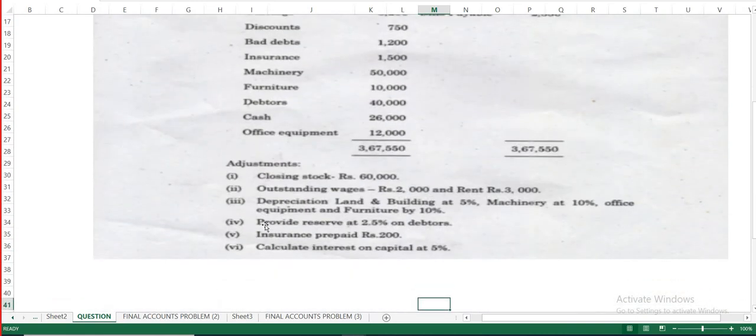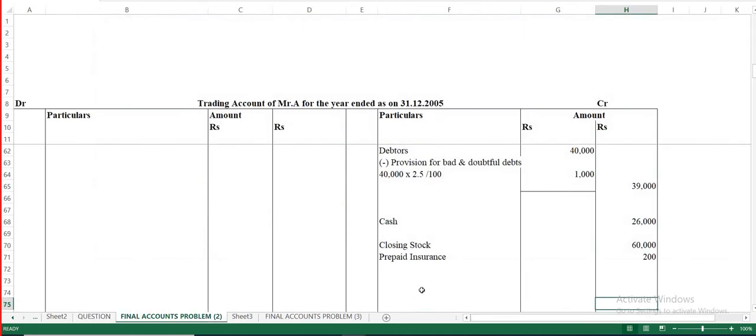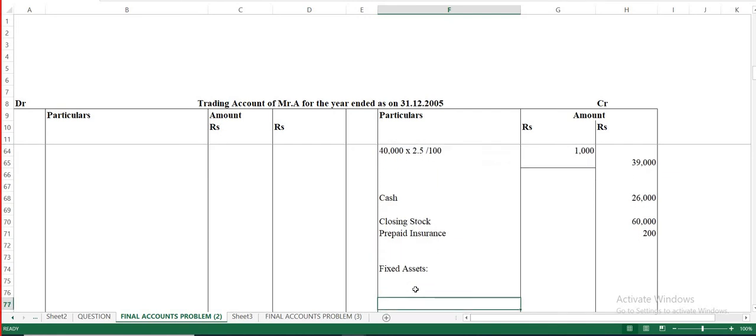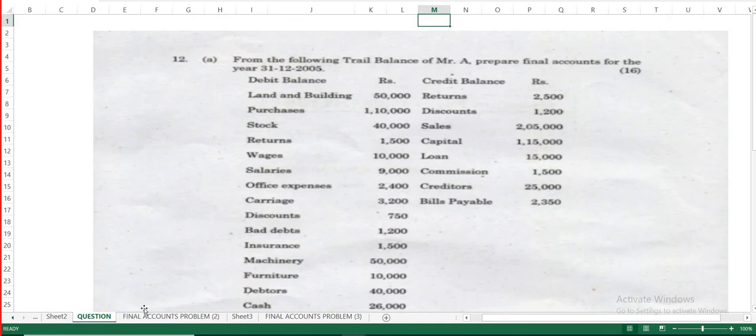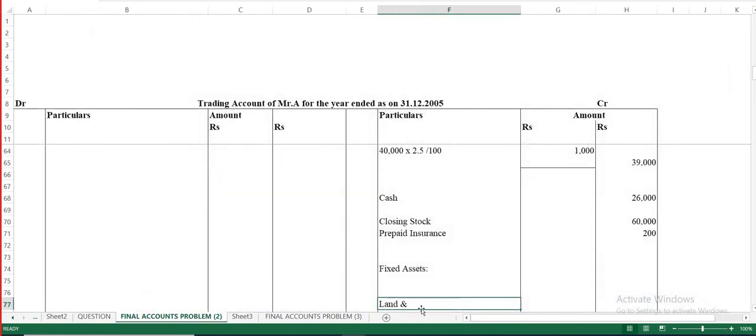Okay, so we can move on to the fixed assets. So better to mention under what you are going to list down these items. Fixed assets means you just mention fixed assets. So we have land and building. Land or land and building, you just check out that one. So land and building 50,000 rupees.